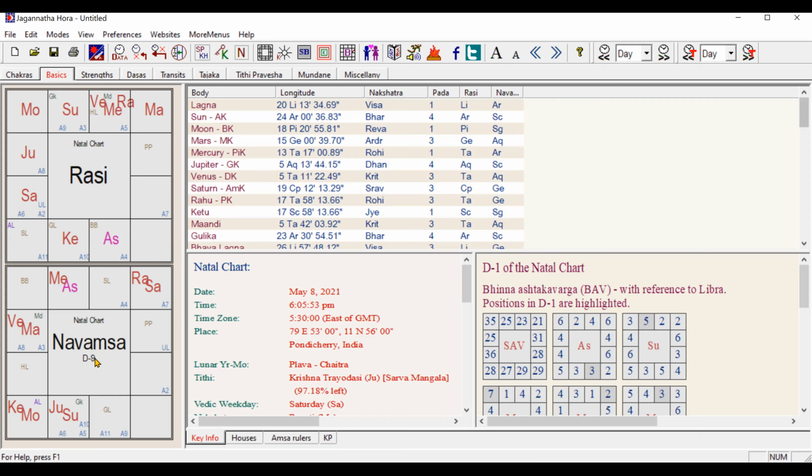Is this clear? Do you know what D9 is right now? Yeah, it's very simple. Divided by 9. That's it. It's from the Rashi chart. Navamsha will tell about the quality, the strength of the planets. This one, the D9, is nothing but what you have brought from the previous life.